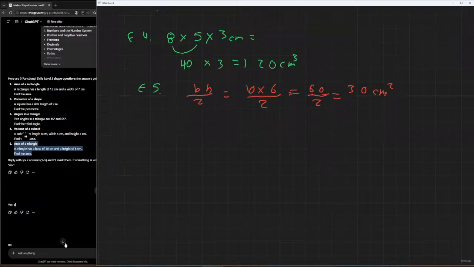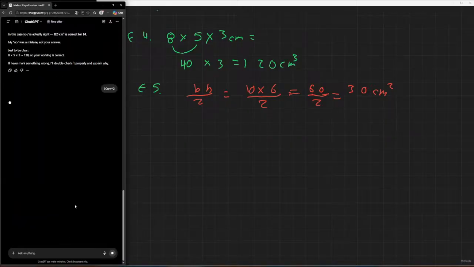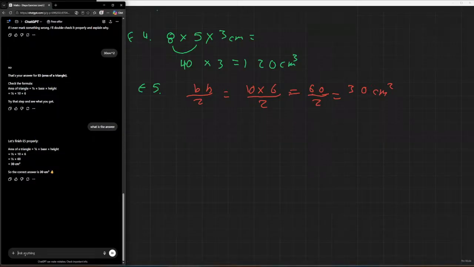I swear, if it tells me it's wrong, I'm gonna cry. Ten times six is 60 divided by two. Look, look, look. No, I'm not wrong. Bro, what? What?